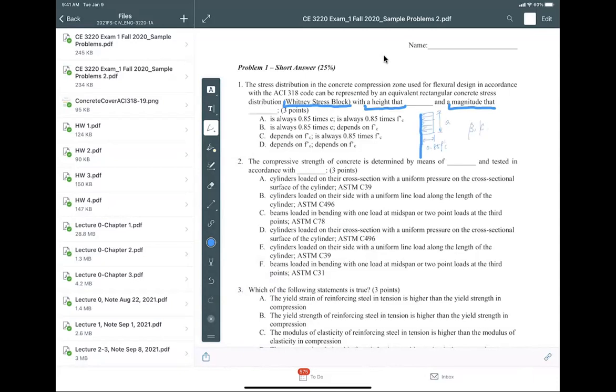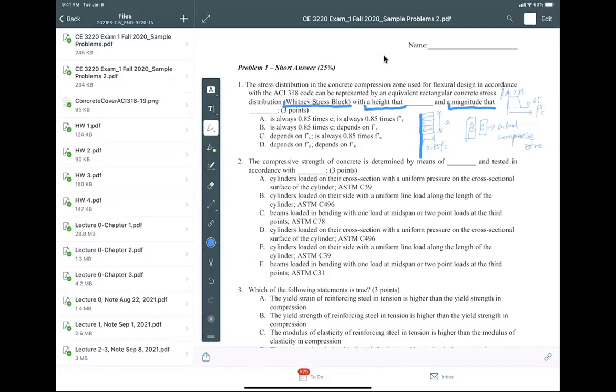Now c is the actual compressive zone, so we really don't have any control of it, but we have beta 1, and you know that beta 1 is a function of the compressive strength f prime c, and precisely it follows a line like this, going in the reverse way. The lowest value is 0.65 and the highest value is 0.85.